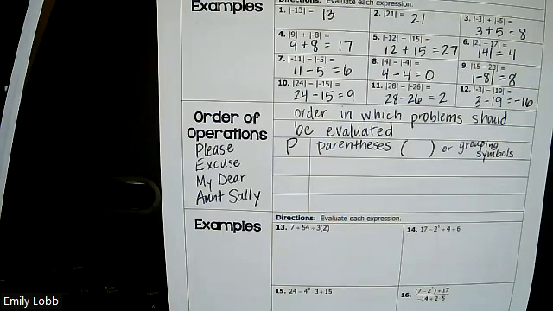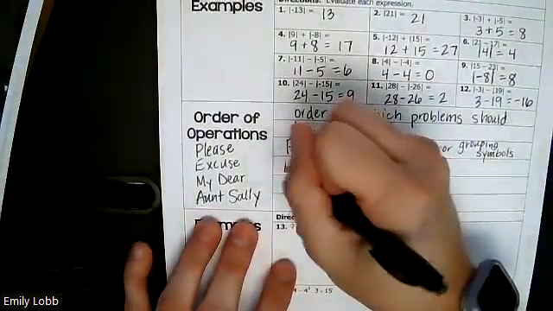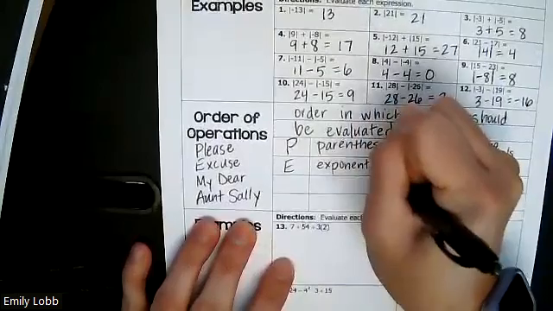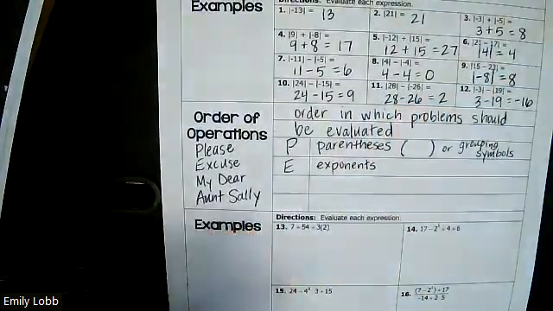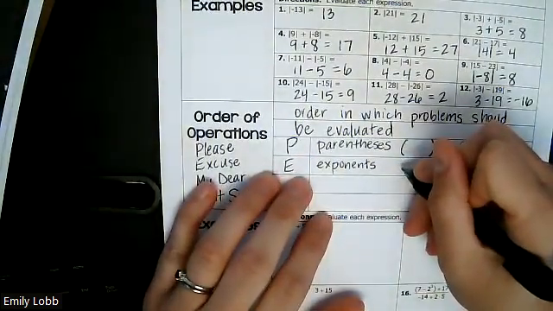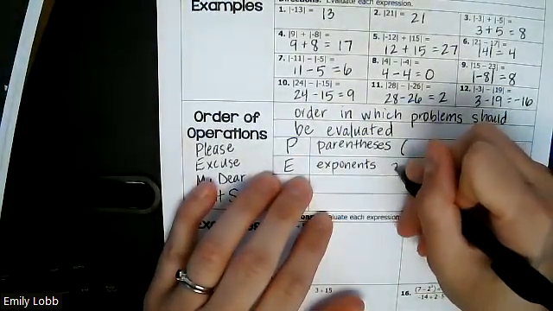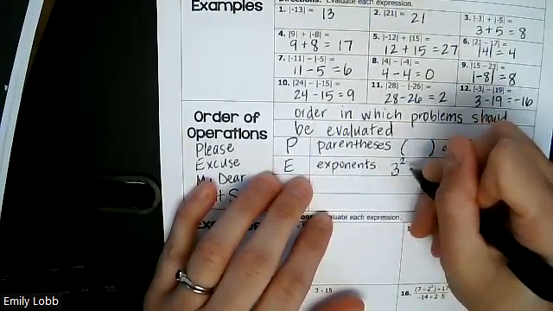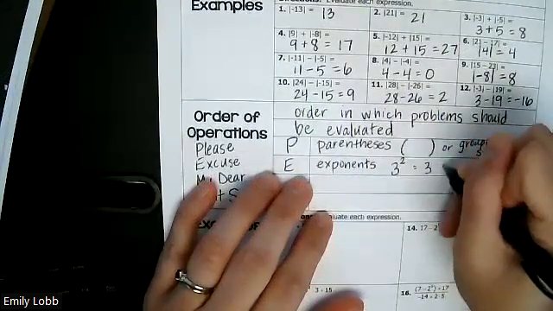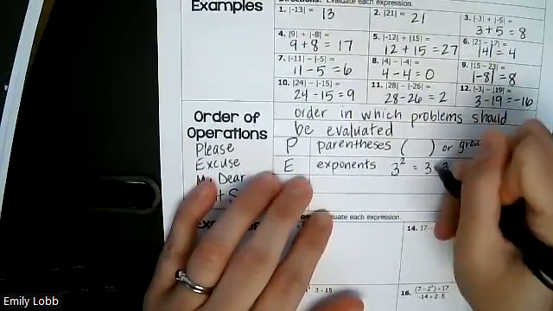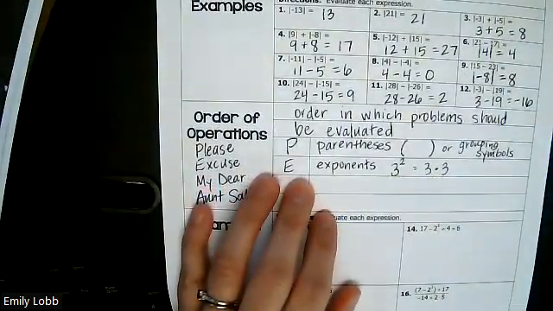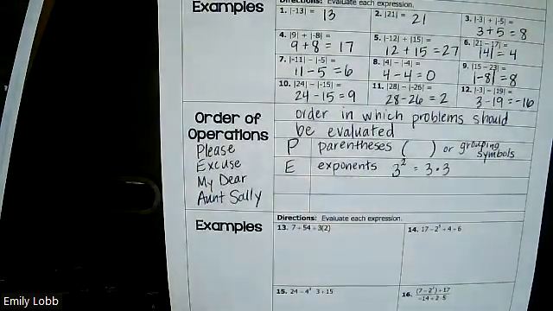So I heard E stands for exponents. So this is repeated multiplication. So if I had 3 to the second power, this means I have a factor of 3, whatever my base is, I have it this many times. So it's not 3 times 2, it's 3 times 3.